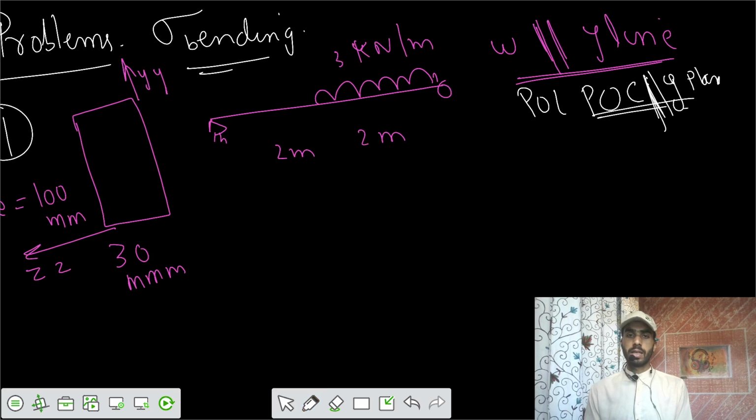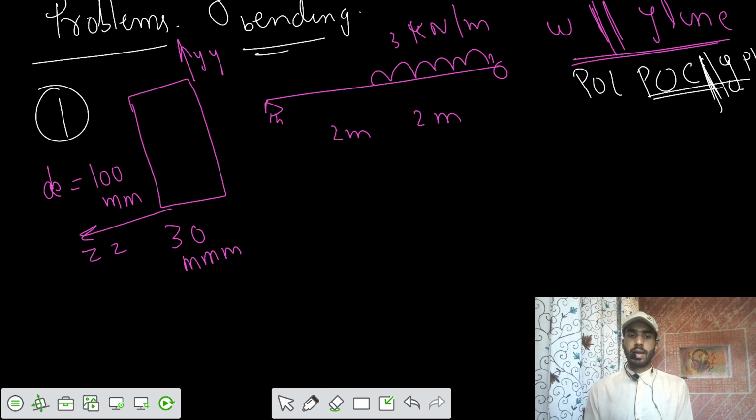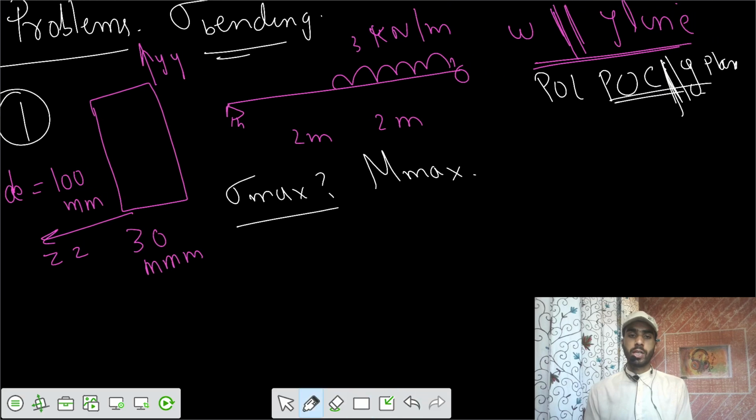So let's take that. Now we need the maximum bending stress. For that you need the maximum bending moment in the beam. So from the shear force diagram and bending moment diagram, you can have a maximum bending moment somewhere here after 2 meter. So let's calculate that value.